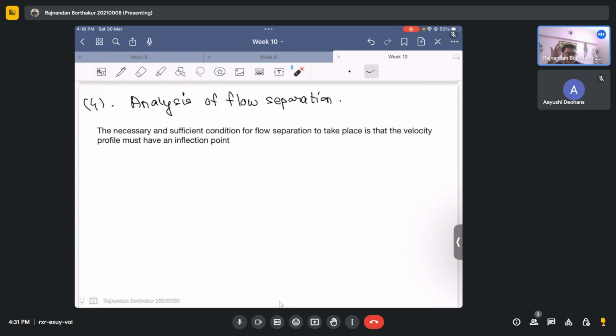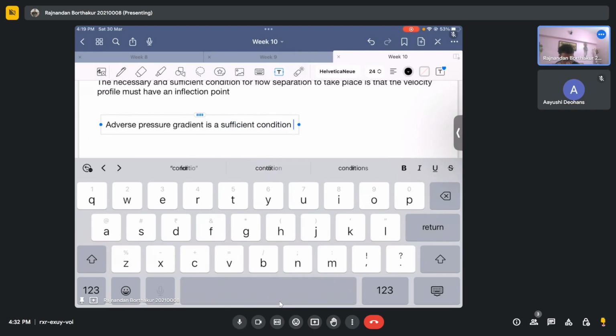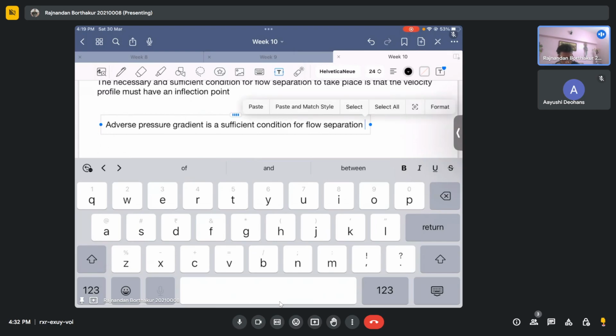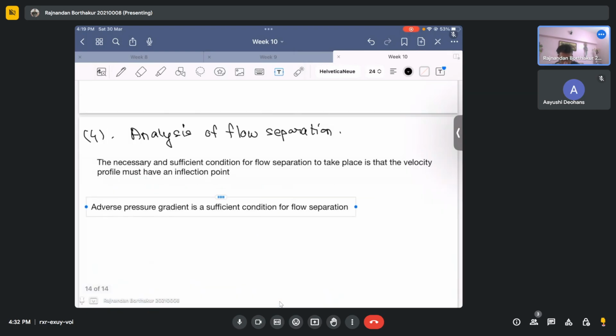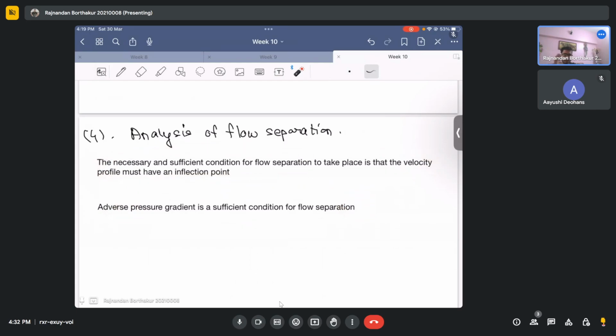So this again brings me to one more important point. I'm writing one more statement, maybe I'll write it down here: that adverse pressure gradient is a sufficient condition for flow separation basically. So I write down two statements, as you can see. Now you need to tell me which statement is correct and which statement is wrong, if you understood flow separation.